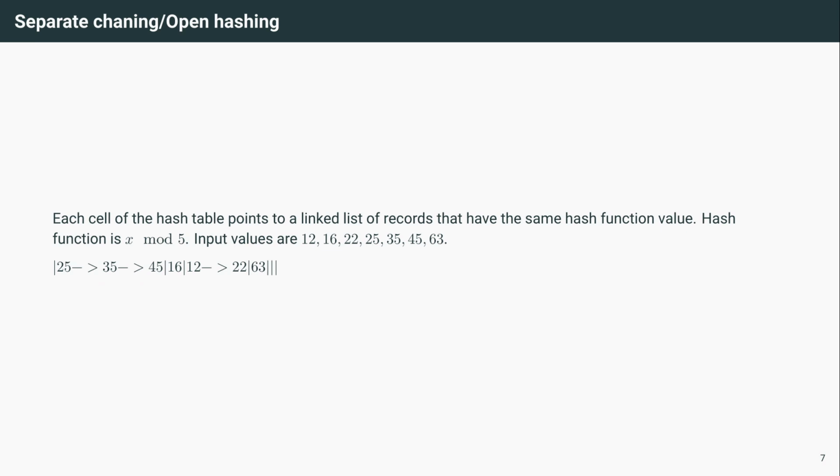Now in separate chaining or open hashing, each cell of the hash table points to a linked list of records that have the same hash function value. Suppose our hash function is x mod 5 and we input values like 12. These vertical bars represent cells. There should be 5 cells for mod 5. When 12 comes, it will occupy the third cell because 12 modulus 5 is 2. So 0, 1 and 2, the third cell.